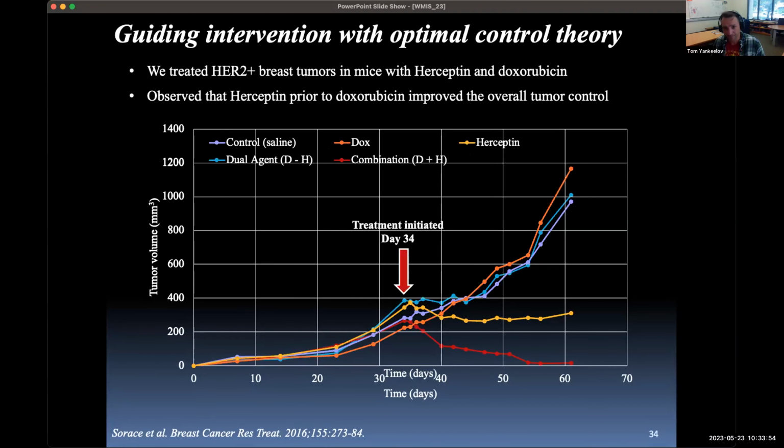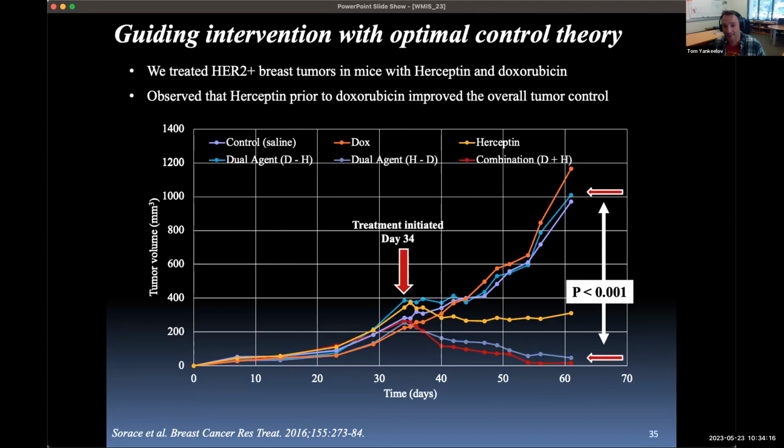But then if we do the dual agent, this teal one right here with dox first and then Herceptin, it's no different than the control. So that's key. If you put them together, you get good tumor control. If you do dox first and then Herceptin, then you don't have any control. It's just like the control that got saline. But if you flip the order and you put Herceptin first and then dox, you get fantastic tumor control. And in fact, you can do this with half the dox that was used if you put them in conjugation.